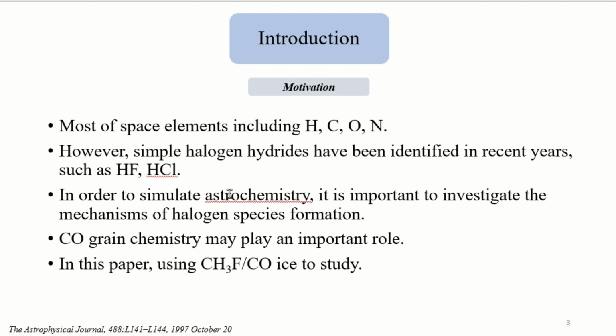In order to simulate astrochemistry, it is important to investigate the mechanism of halogen species formation. In outer space, cold grain is abundant, so cold grain may play an important role. In this paper, methyl fluoride and carbon monoxide ice are used for the study.